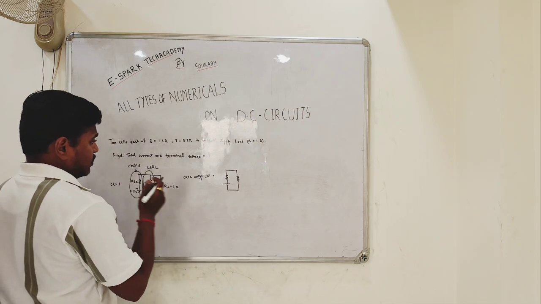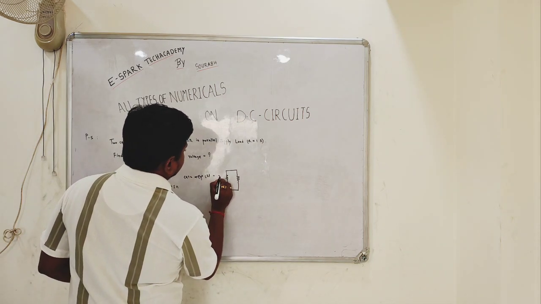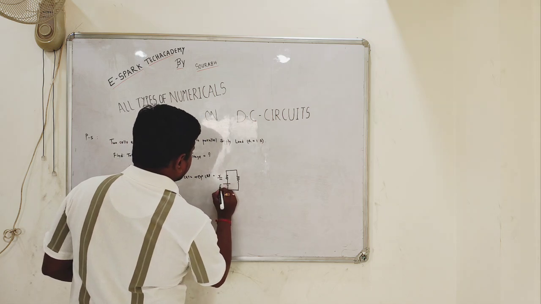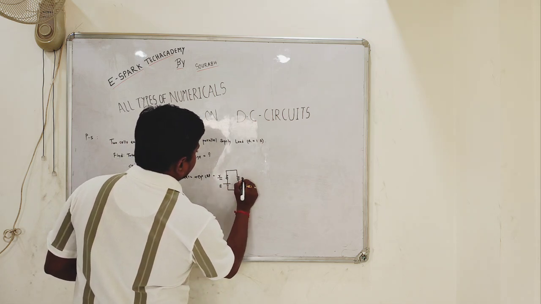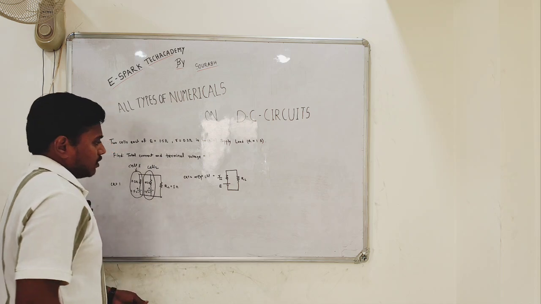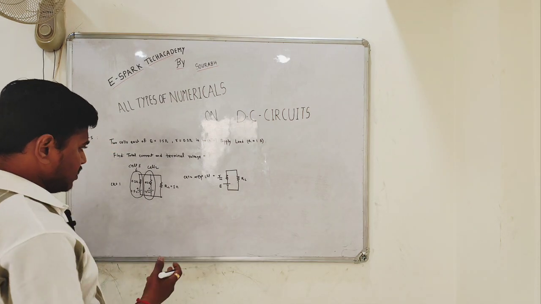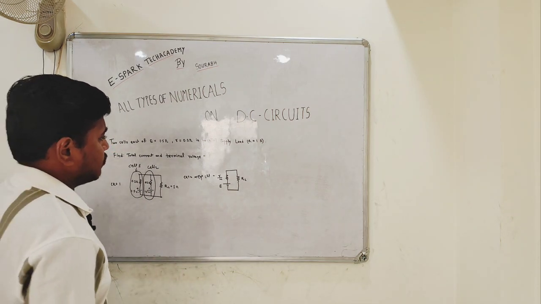Now, the internal resistance will become R divided by N. The EMF will be the same as E. Here the load resistance will remain the same. Now, why this N, or where did this N come from?